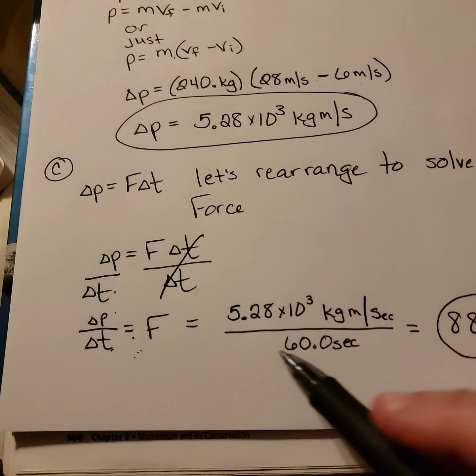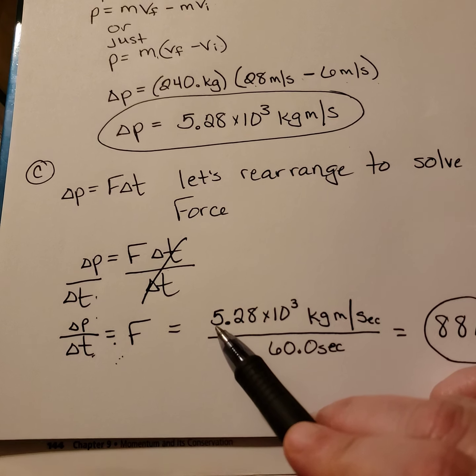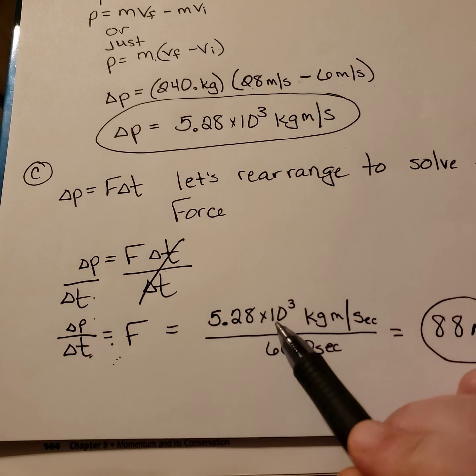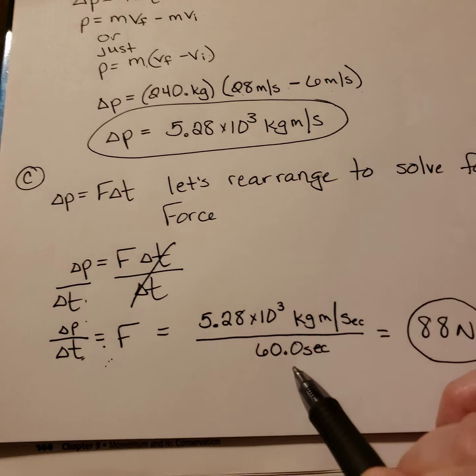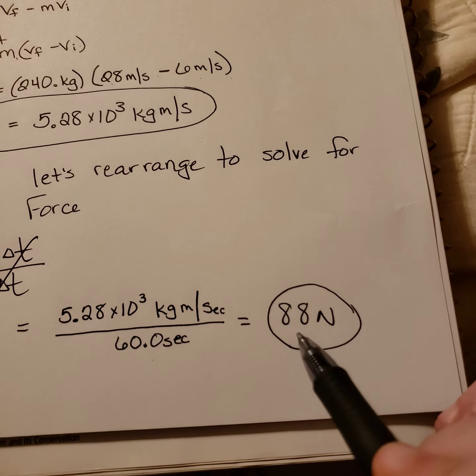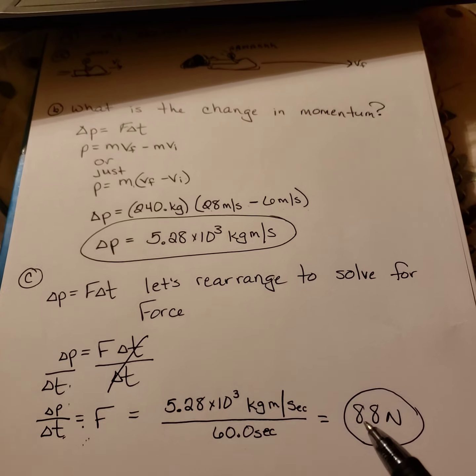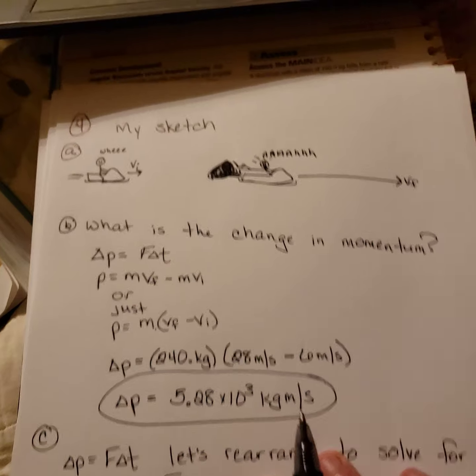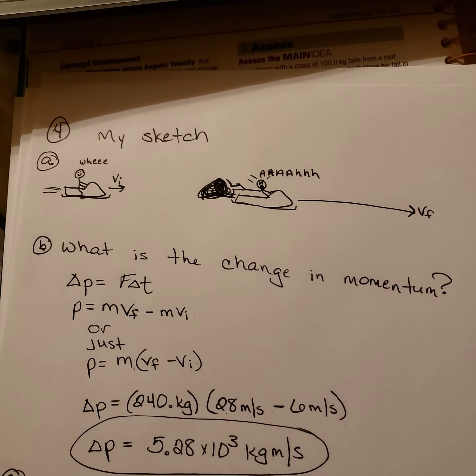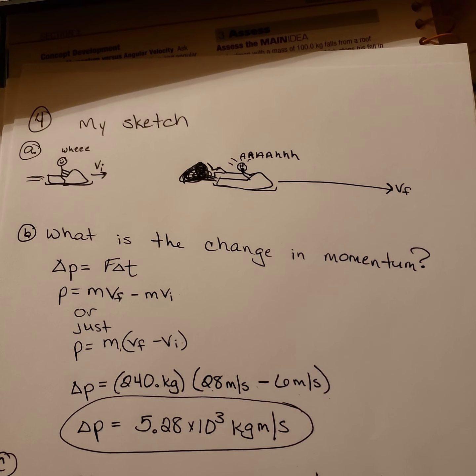So now I have change in momentum over change in time is equal to my force. Good. We need a nice simple problem. So we have 5.28 times 10 to the third divided by our 60 seconds. This will give us a force of 88 newtons. And that's it for the problems that I had you guys do.